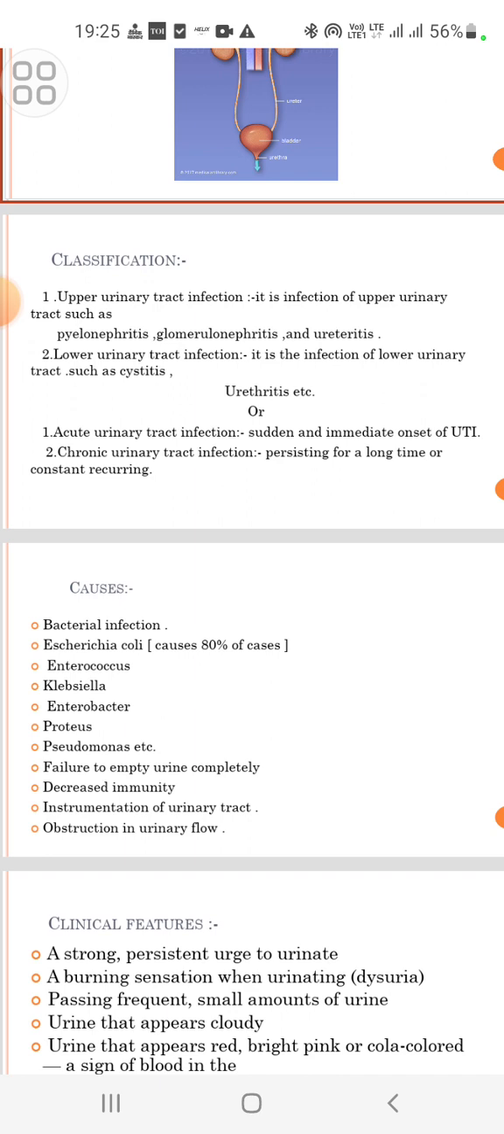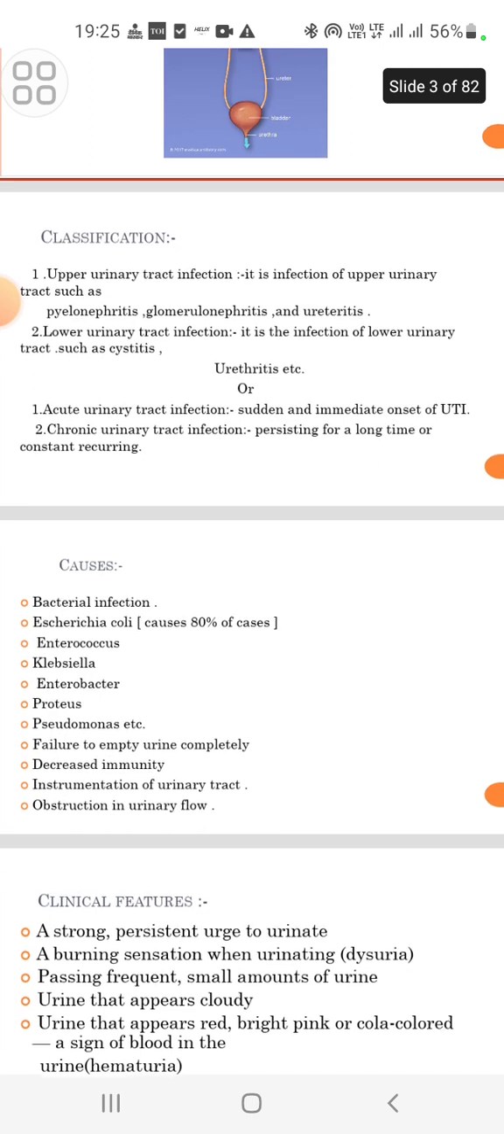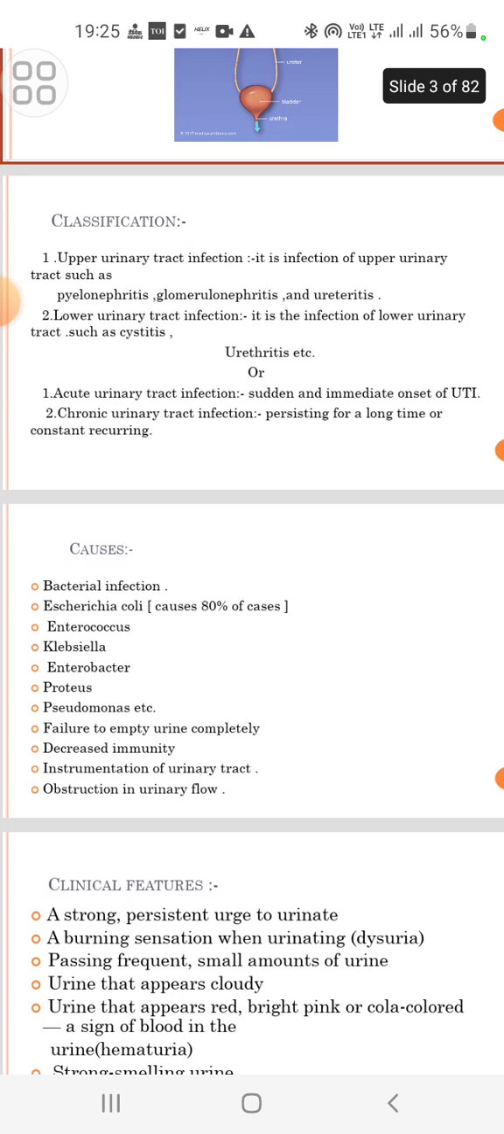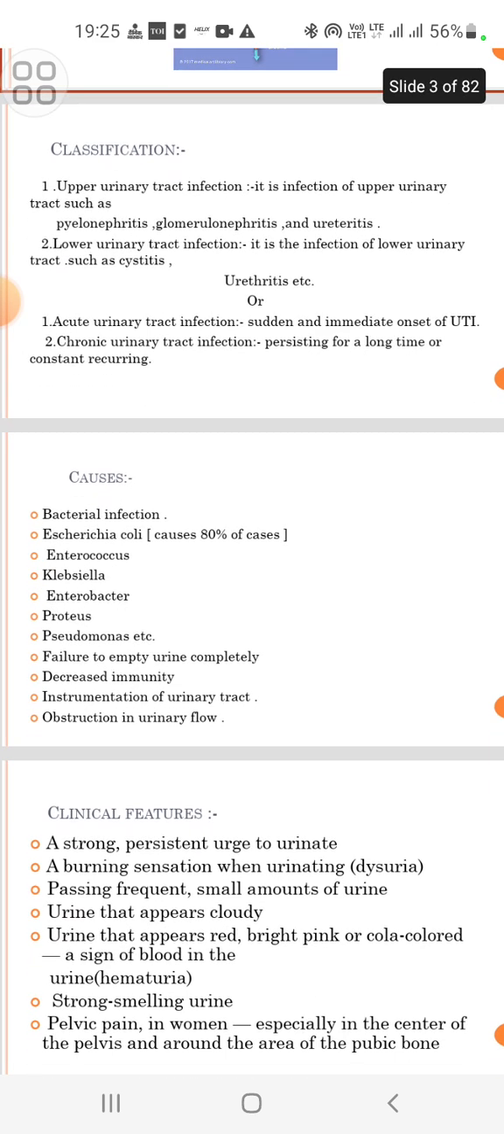So now we'll have the clinical features. Clinical features, in other words, are the signs and symptoms. Signs are those observed by the caretaker, and symptoms are what the patient itself says to the caretaker. So this is the clinical manifestation and clinical features.